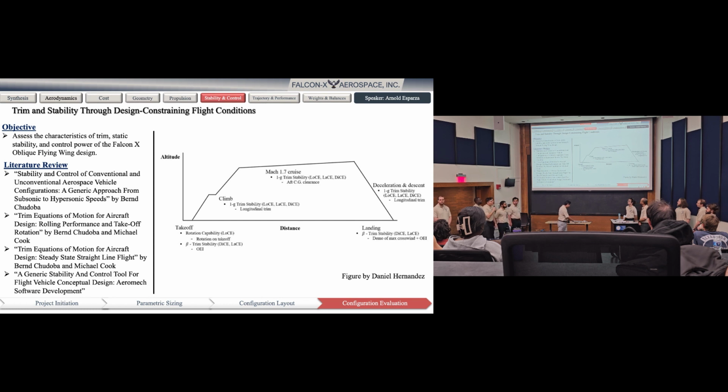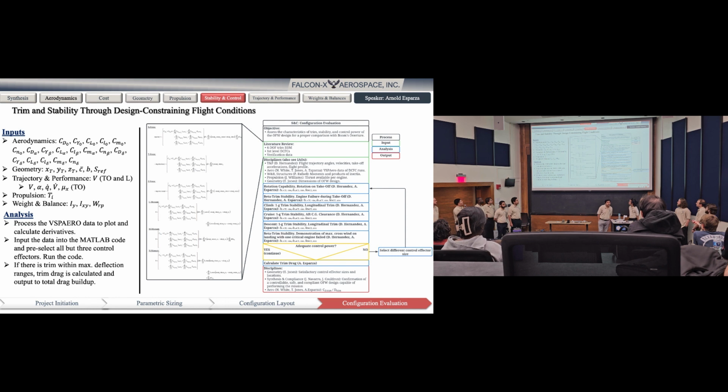So now our focus is to visualize different critical conditions along the flight mission profile. Next slide. So this is just our method. Next slide, please.